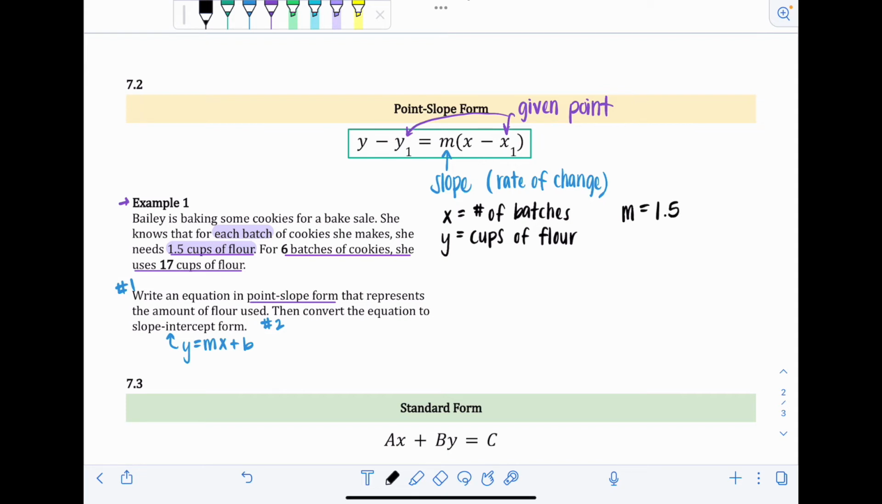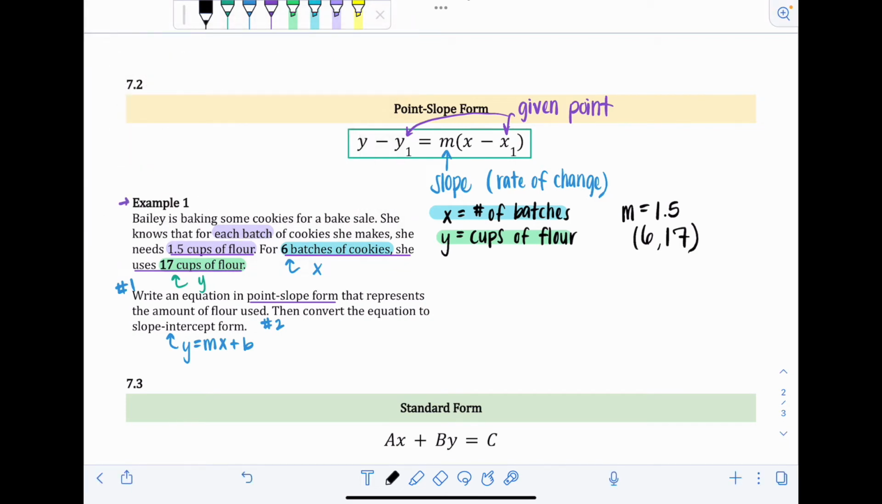And then the other thing that we need for point slope form is a point. So we said that x represents the number of batches, y represents the cups of flour. So it says here that for 6 batches of cookies, she uses 17 cups of flour. So that's 6 batches of cookies. That can be our x for our point. And then the 17 cups of flour, that can be the y for our point. So we can use the point (6, 17). So 6 batches, 17 cups of flour. And then now that's all we need to plug into our equation and write the equation of the line, basically.